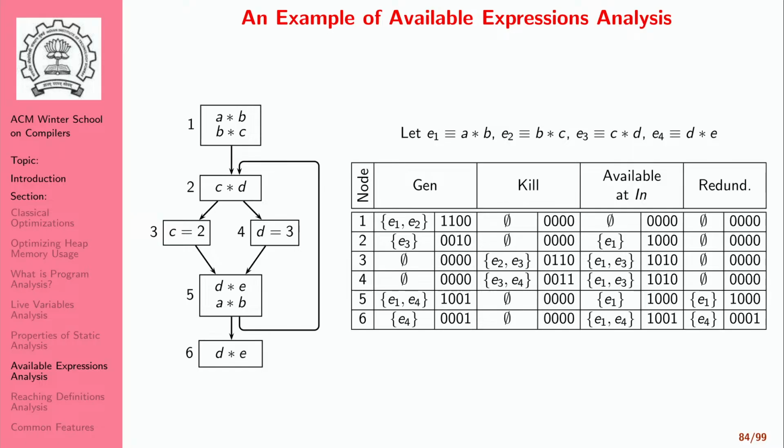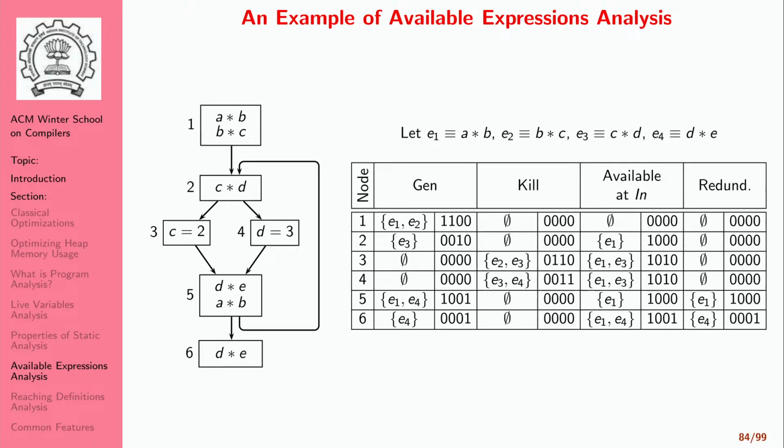What is the meaning of an expression holding the variable? An expression in which the variable is an operand, right? Yes. So the value of that expression may change and therefore the availability of that expression is killed. So I want you to explain gen and kill from there. For 1, why is it this way? For 2, why is it this way?